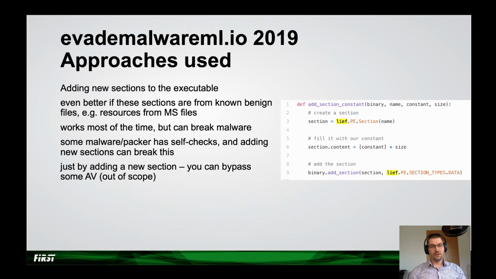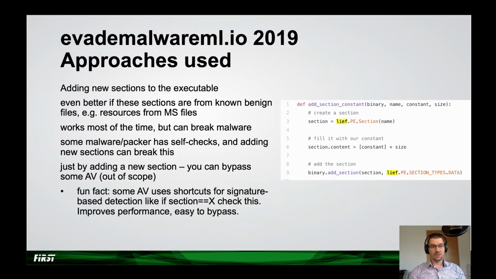And also what's funny, just by adding a new section to a sample, you might even bypass some antivirus detections. I believe this is mostly for performance reasons. For example, some AVs might use shortcuts for signature checks, and they only do some of the checks if the number of sections of a sample is exactly a certain number.